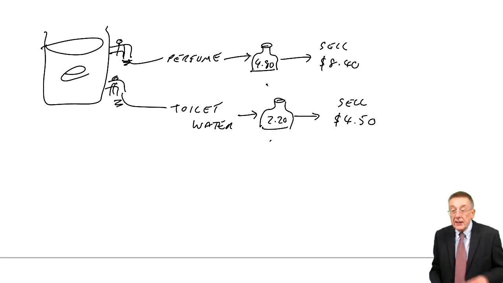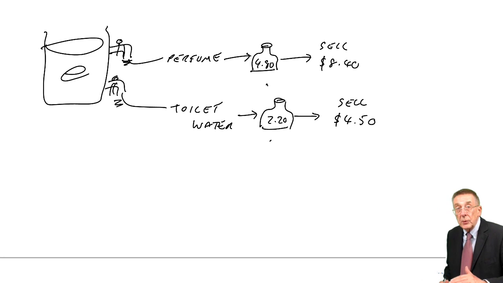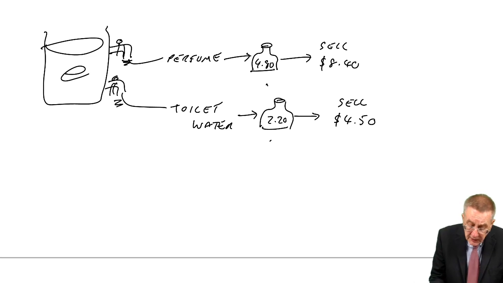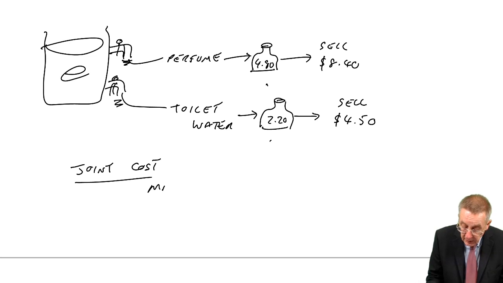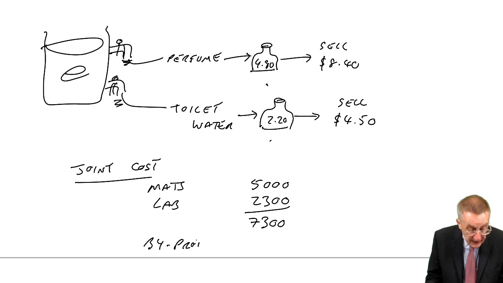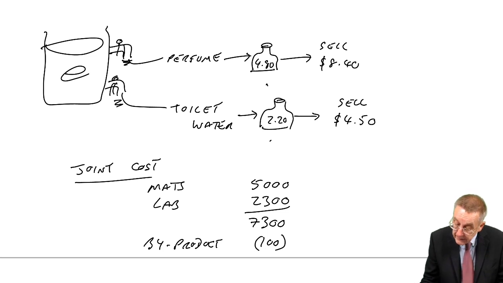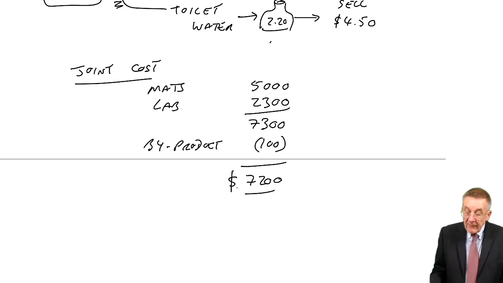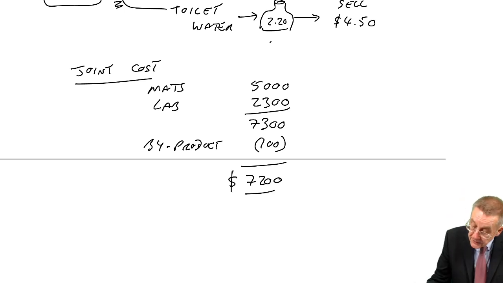We know how much the bottles cost and precisely whether it's perfume or toilet water, but we still need to split the joint costs. And so let's do it. What are the joint costs? It's the same as before. There are materials of 5,000, a labour of 2,300. The money from the byproduct, 500 kilos at 20 cents is 100. And so there are the joint costs.